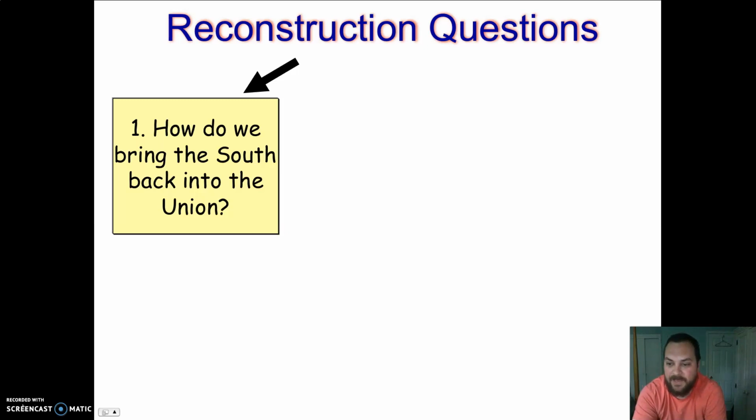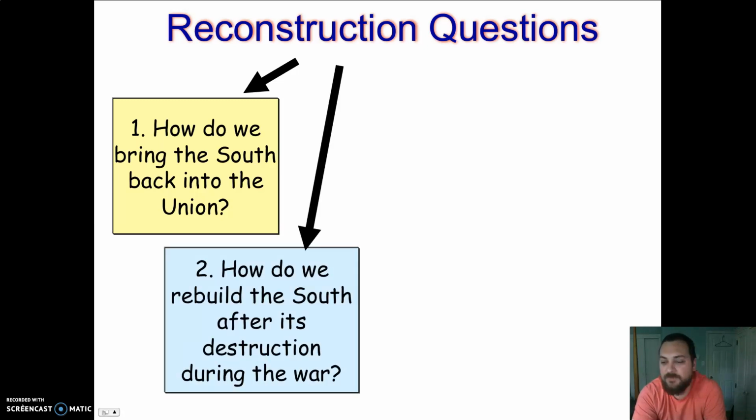You can't just let them back in without addressing the Civil War that just killed 750,000 people. Two, how do you rebuild the South? Because the South now has no economy. Because now that slavery is gone, there's no economy.